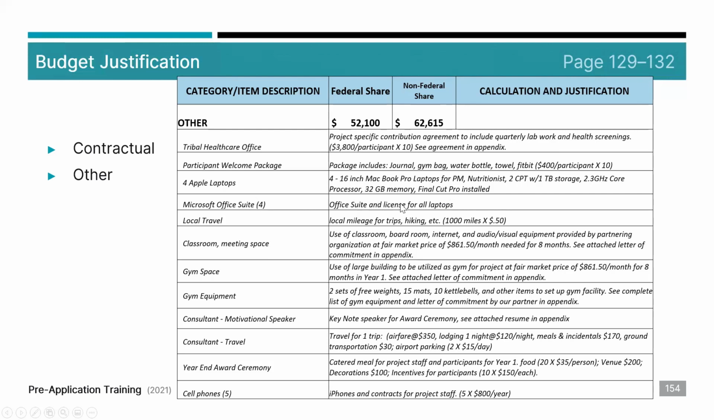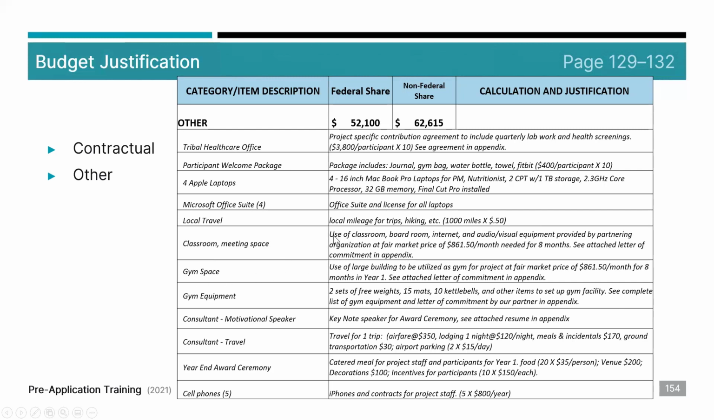We have cost for Microsoft Suite, local travel. So they're going to go on hiking trips as part of their fitness program. So they estimated 1,000 miles at 50 cents a mile. Classroom meeting. Again, these are included in their non-federal share. So you will see an attached letter of commitment in the appendix for anything that is non-federal share.